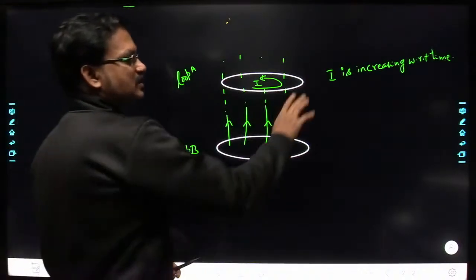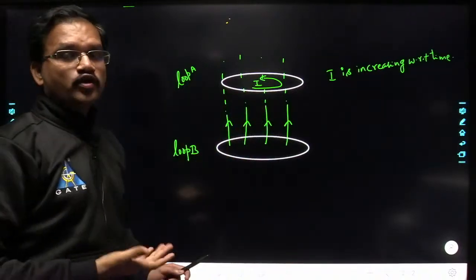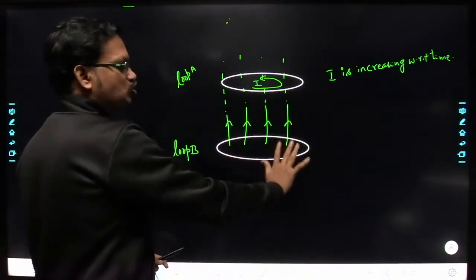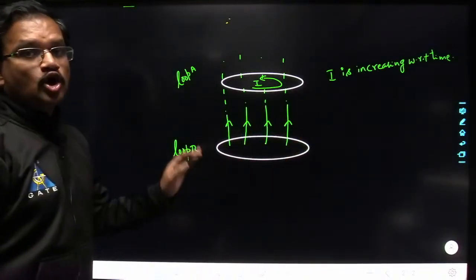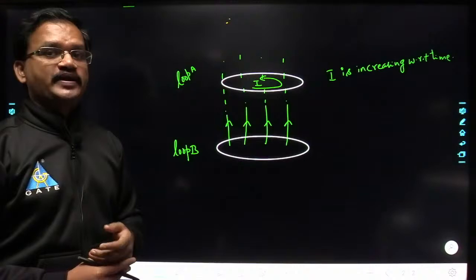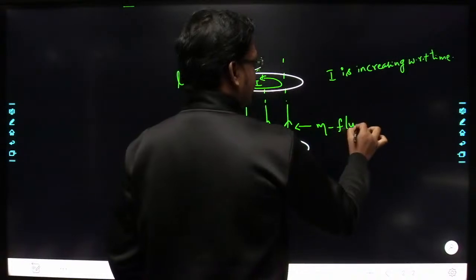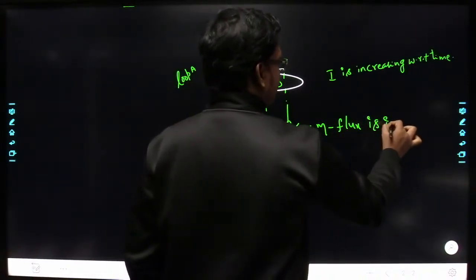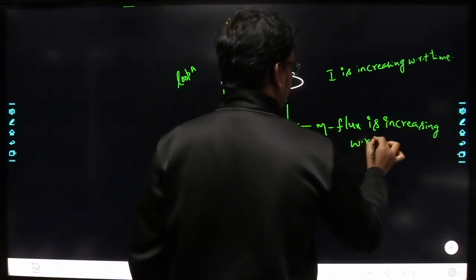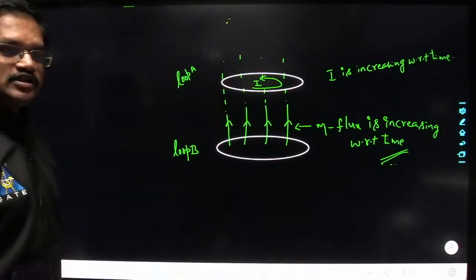Now here, since the current is increasing with respect to time, the magnetic field produced by this current will also increase with respect to time. So that means the number of field lines penetrating through this loop B will increase gradually with respect to time. So I can say the magnetic flux is increasing. Yes or no? The magnetic flux is increasing with respect to time.